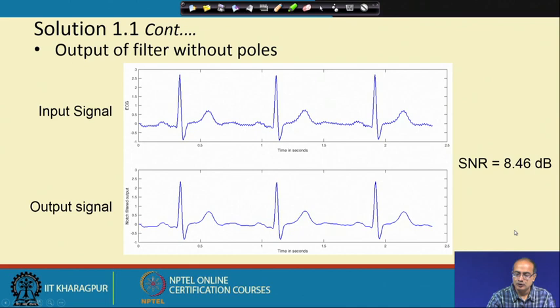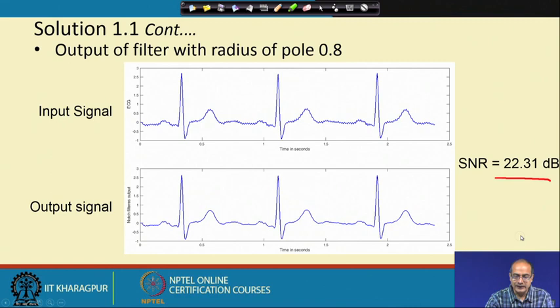Let us see what the impact is on the signal. First, we go without the pole, which we have already described, and the best result we expect is for the filter with poles at 0.99 radius. With respect to that, when we compute the SNR of this output signal, we get an SNR of 8.46. So, the SNR is not very good. Why is it so? Because we lost some part of the signal along with the noise. The noise elimination, I would not say that it is bad, noise elimination is good, but the signal got distorted and that has pulled down the SNR.